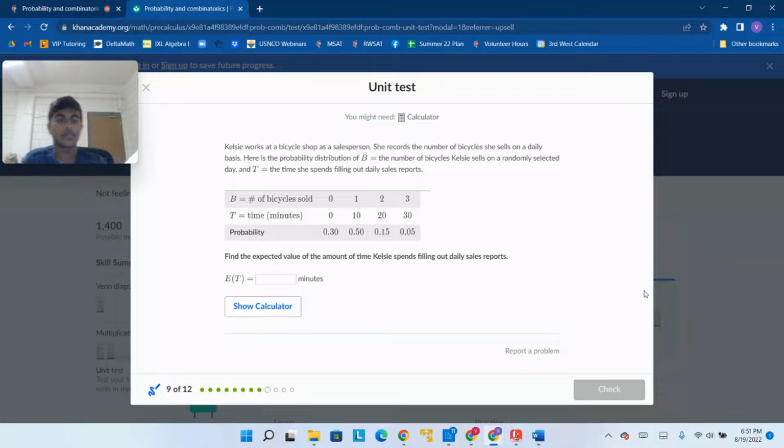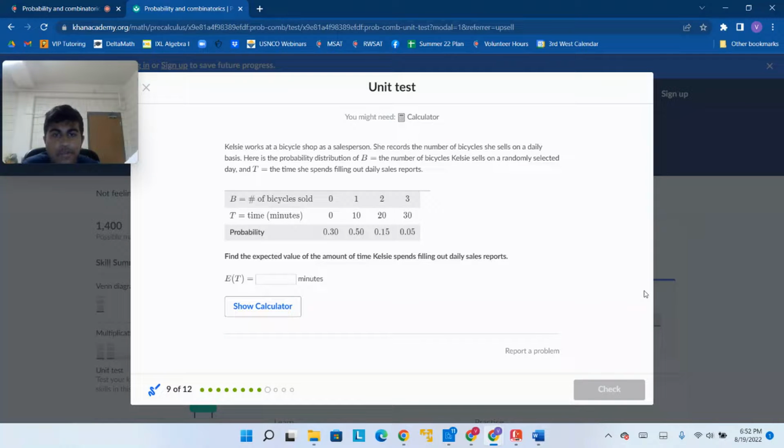Okay, let's see. How do we do this? The probability of having no bicycles sold is going to be 0.3, and it's going to take 0 minutes, obviously. The probability of having 1 bicycle sold is 0.5, and that's going to take 10 minutes. That's going to be around 5 minutes. And so on average, it's going to be 5 minutes.